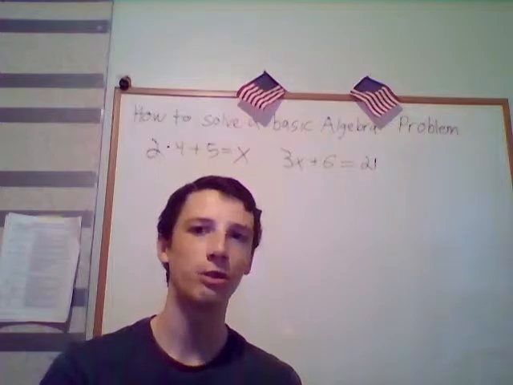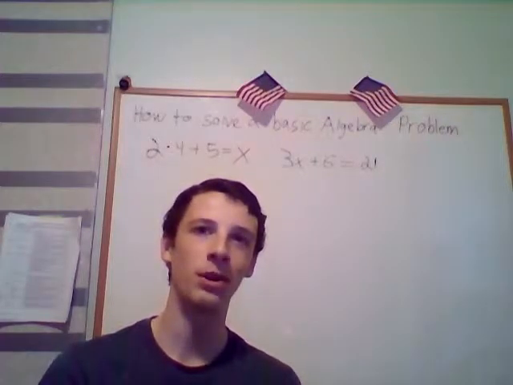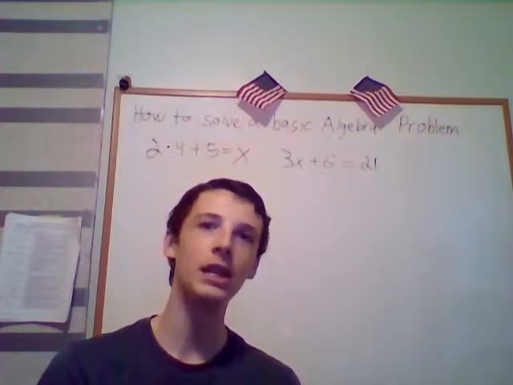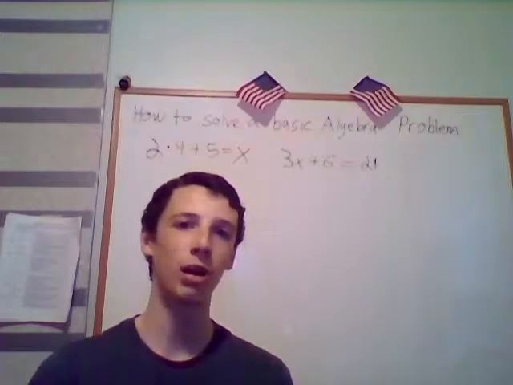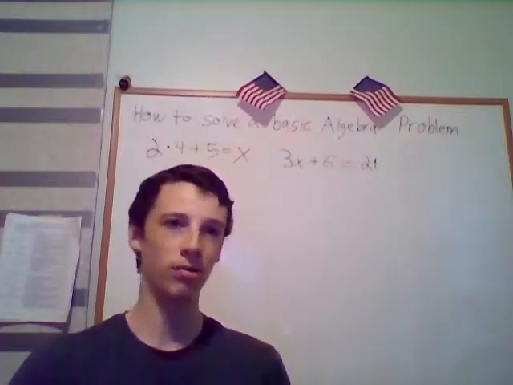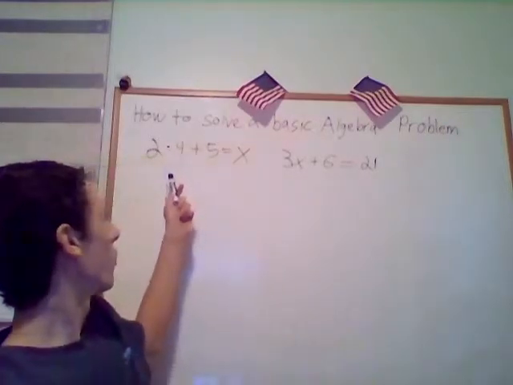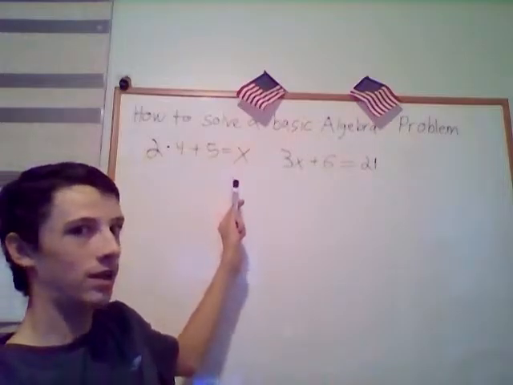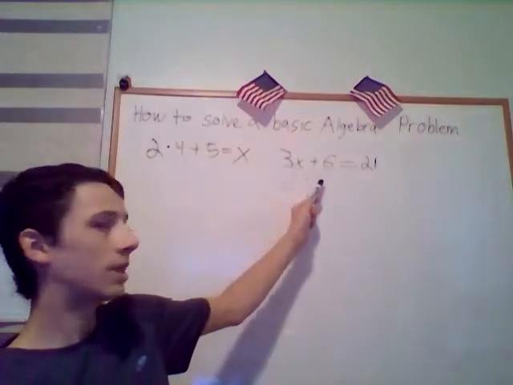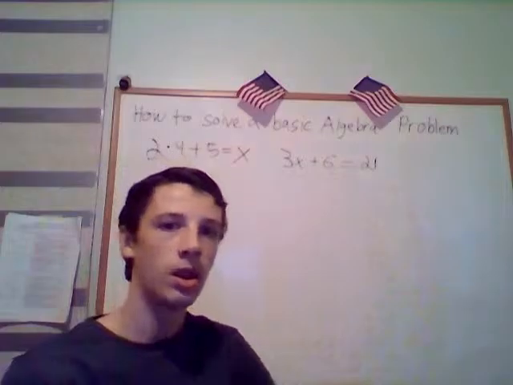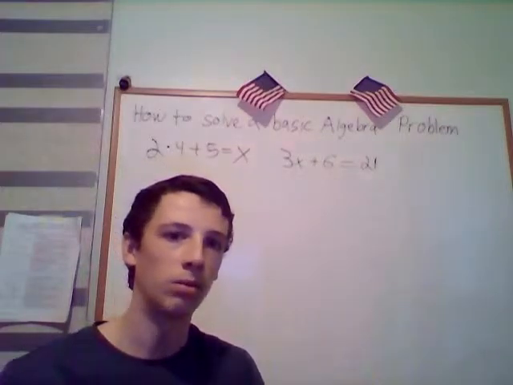If you're the type of person who struggles with math, or algebra in particular, don't worry, because right now I'm going to teach you exactly how to solve a basic algebra problem. We have two example problems today: 2 times 4 plus 5 equals x, and 3x plus 6 equals 21. So we're going to start by solving the first problem.